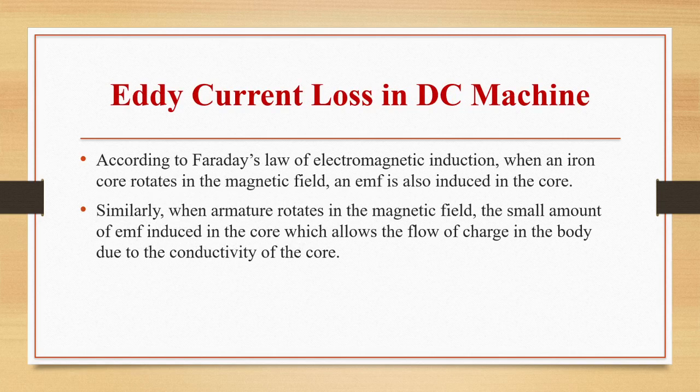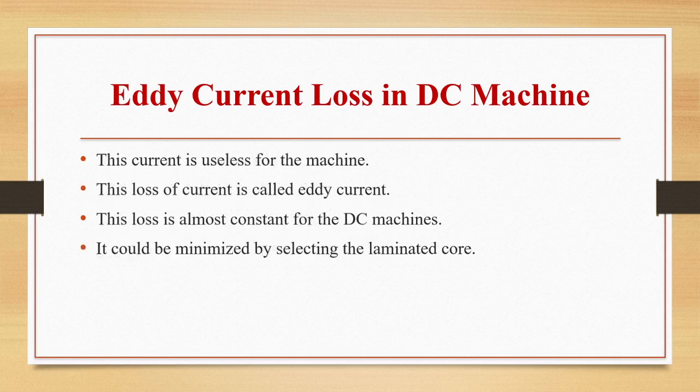Eddy current losses. According to Faraday's law of electromagnetic induction, when an iron core rotates in the magnetic field, EMF is induced in the core, and when an armature rotates in the magnetic field, a small amount of EMF induced in the core will allow the flow of current in the body due to the conductivity of the core. The core is also conducting. That is why some amount of current will flow in the core. It is not required, this is useless current, and this loss is called eddy current loss, and it is almost constant for DC machine. Eddy current losses can be minimized by selecting a laminated core. One more thing, hysteresis losses can be minimized by using a high grade silicon steel material.